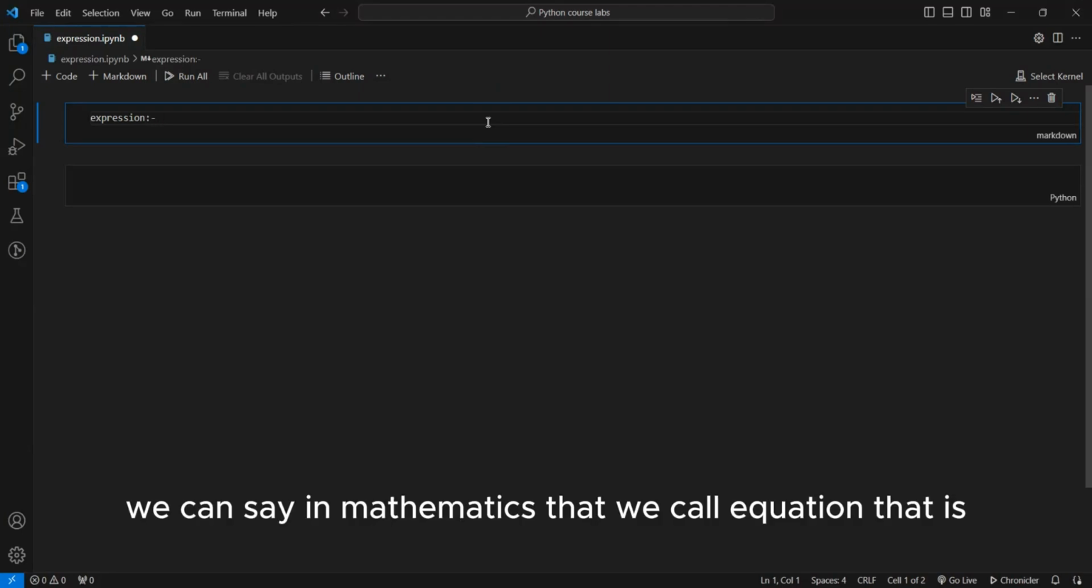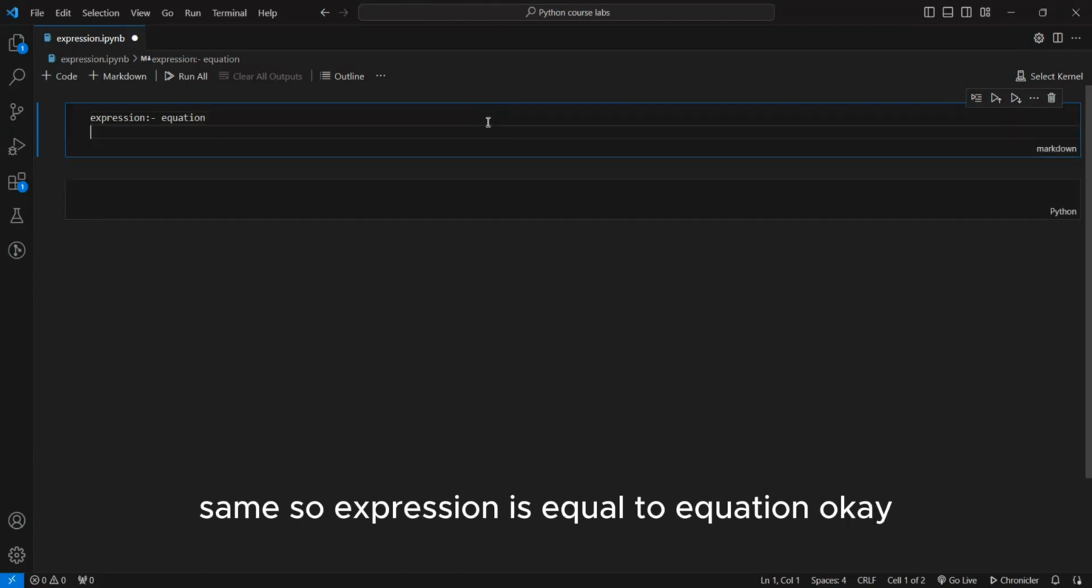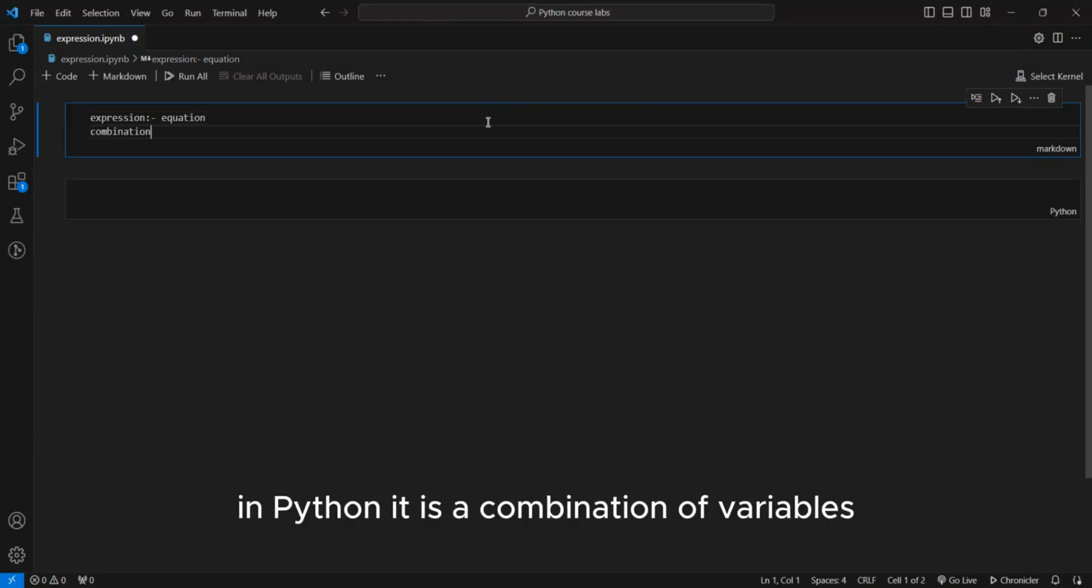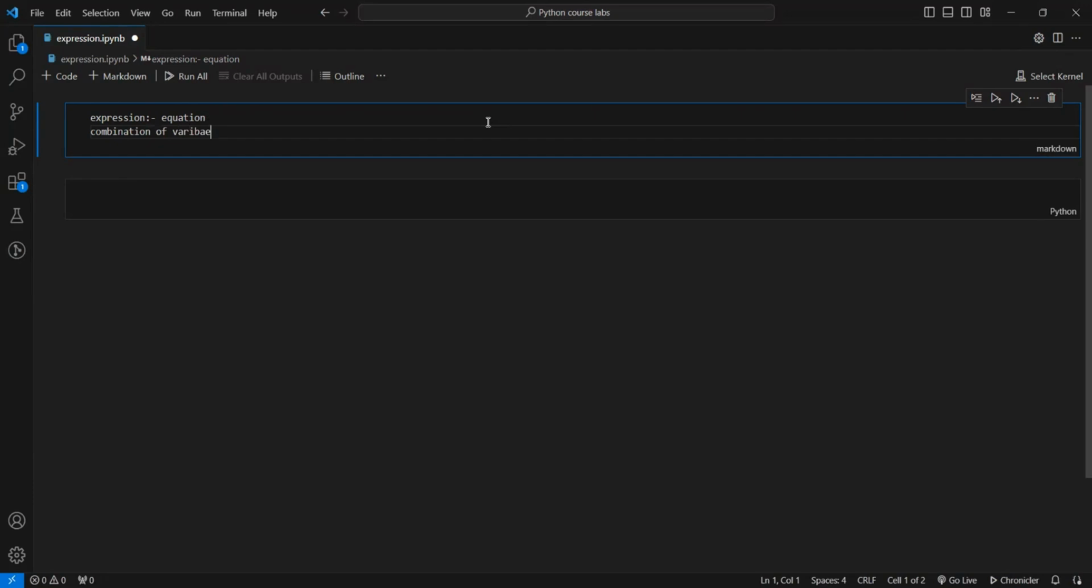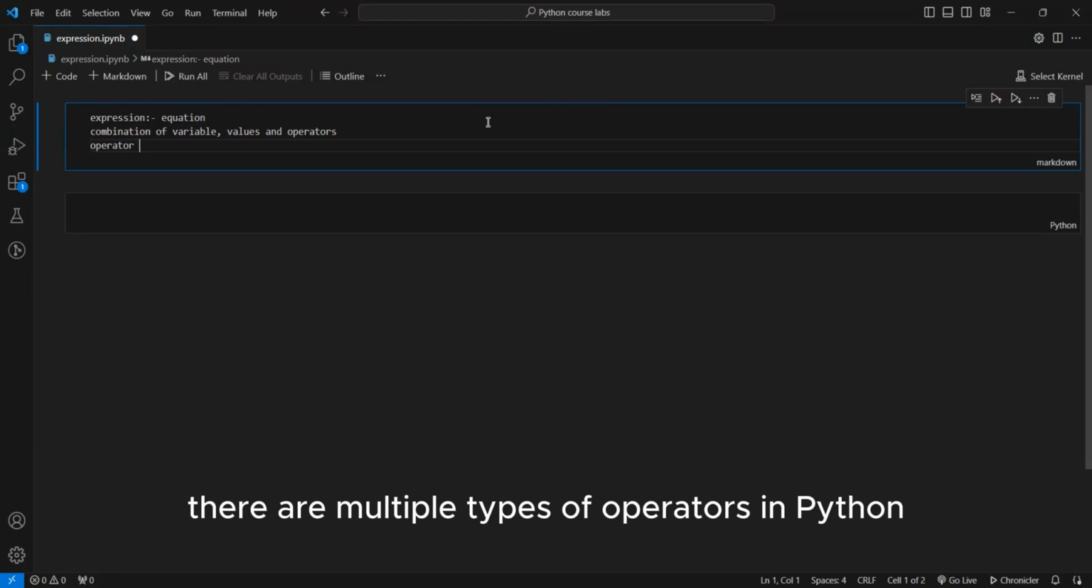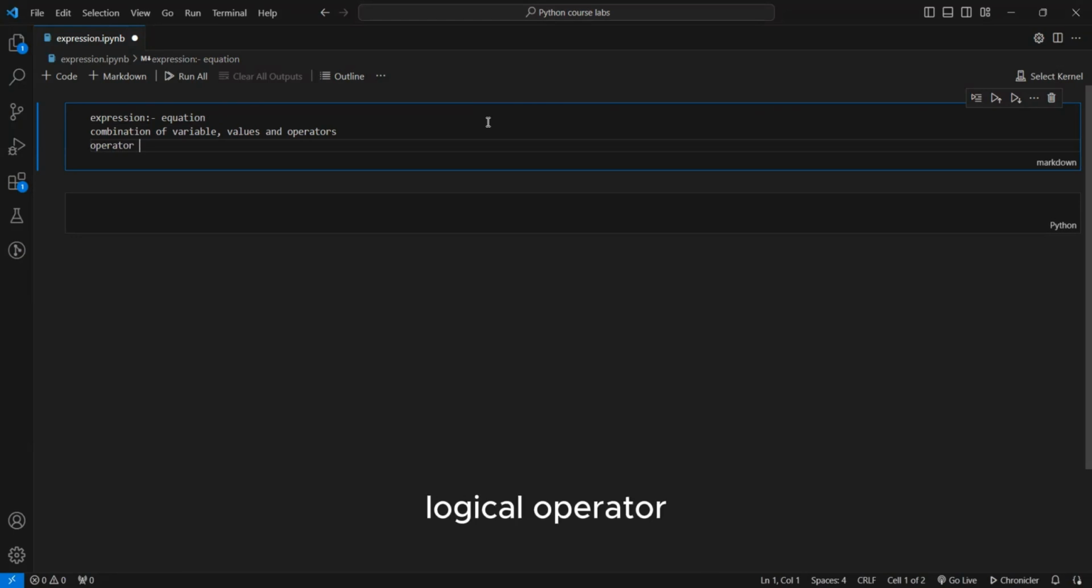Expression is basically what we call an equation in mathematics. So expression is equal to equation. Basically, in Python, it is a combination of variables, values, and operators. Operators, as we discussed already, come in multiple types in Python, like arithmetic operators, logical operators, comparison operators, and Boolean values. All these are operators.